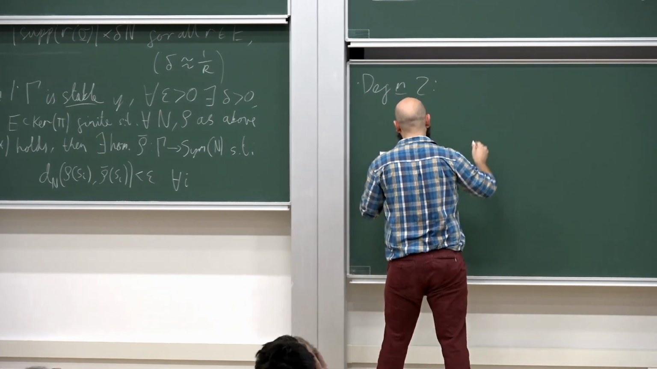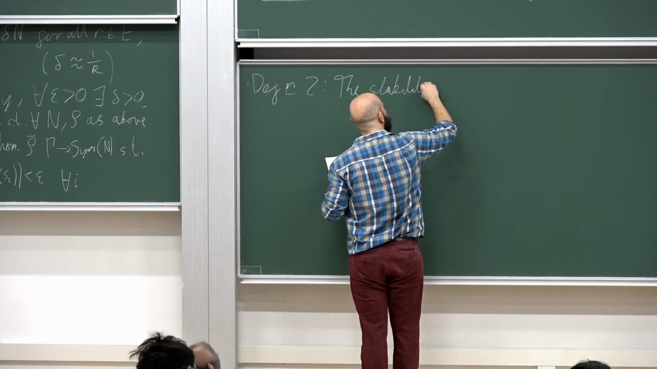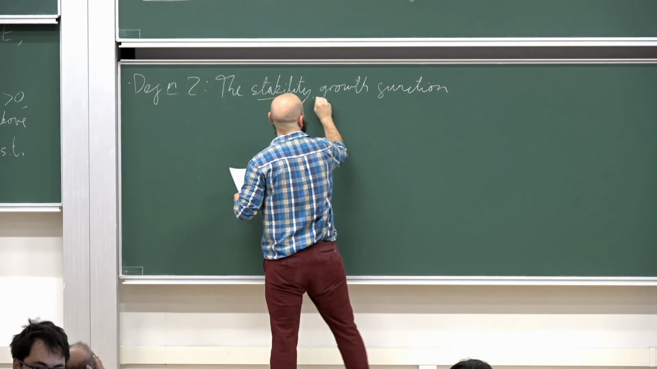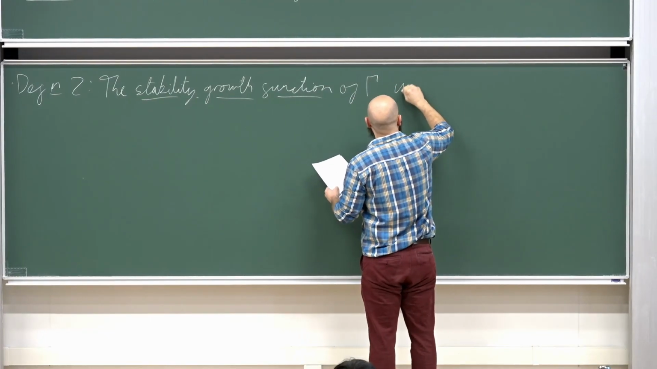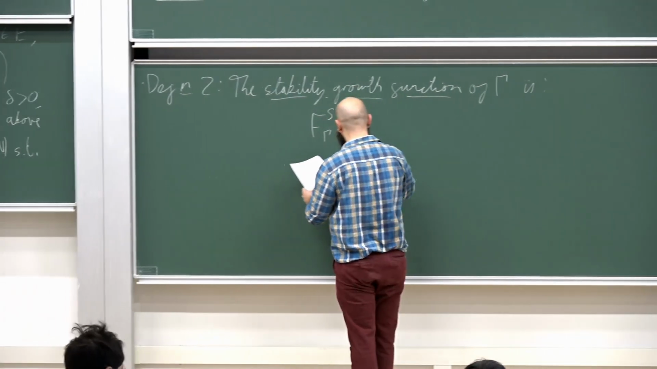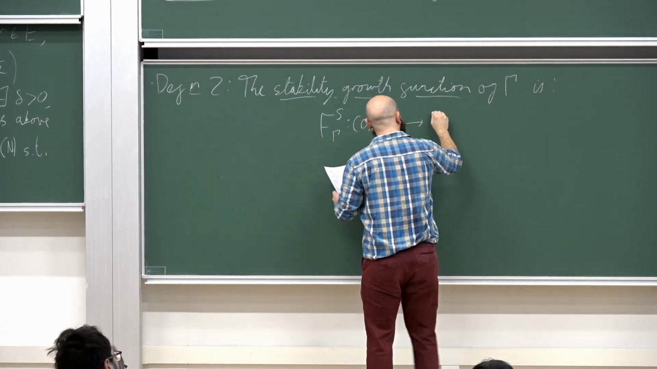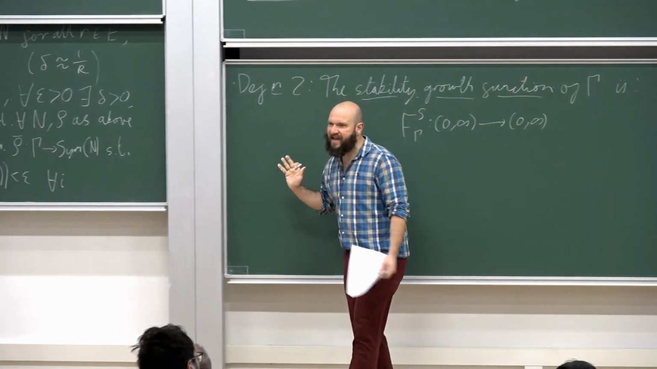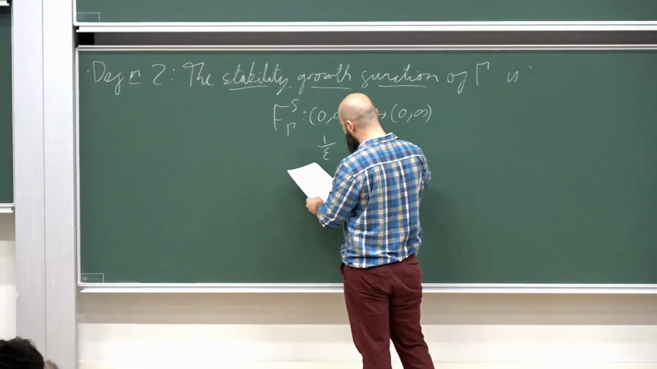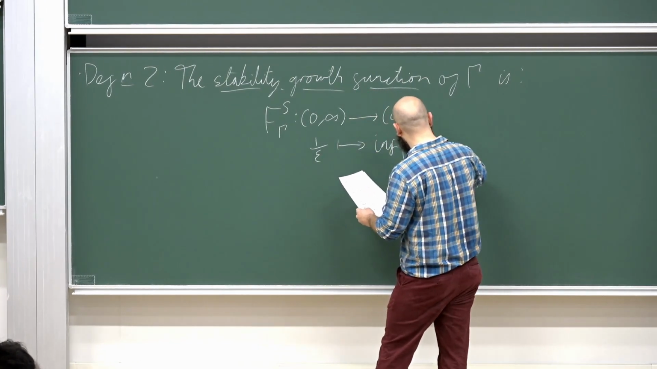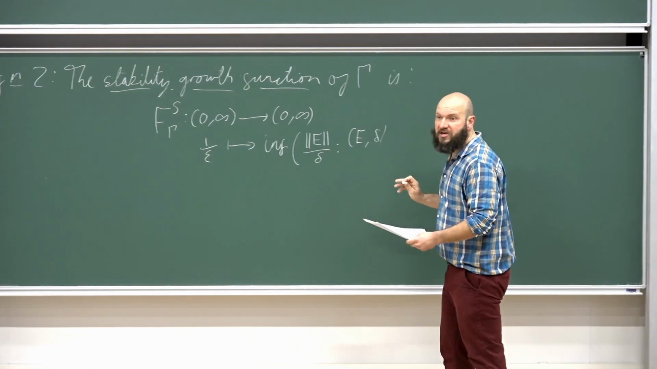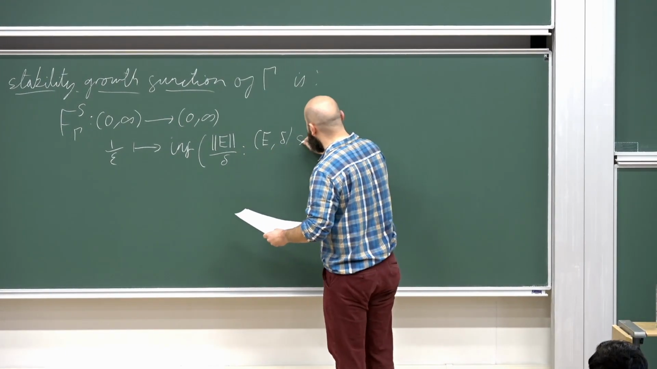So in my definition, the stability growth function, which I need to find a better letter for. At the moment I'm just calling it capital F. So this is the stability growth function of gamma depending on the generating set S, although the dependence is not very strong. And this takes a positive number, outputs a positive number, and it's given by, so it takes in an input x, which I then immediately write as 1 over epsilon. So that will be the epsilon in the definition of stability. And this is sent to the infimal value of the norm of E over delta as E and delta range over all pairs of a finite set and a positive number delta satisfying definition 1.